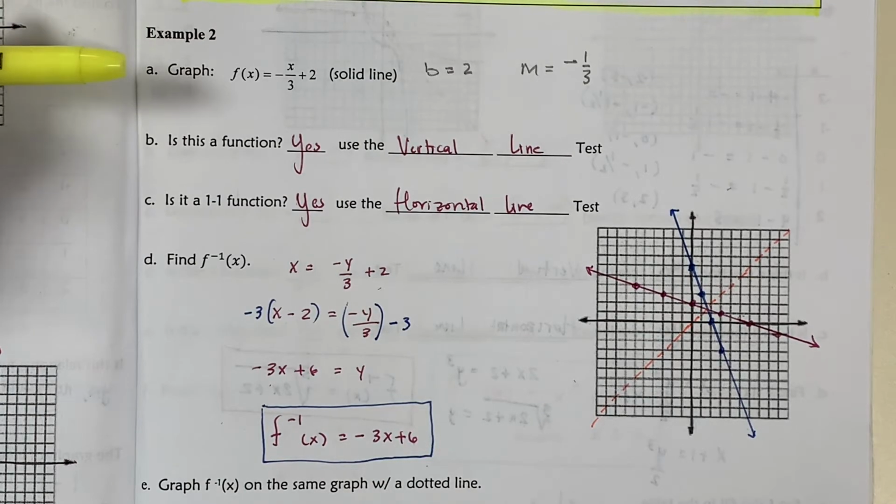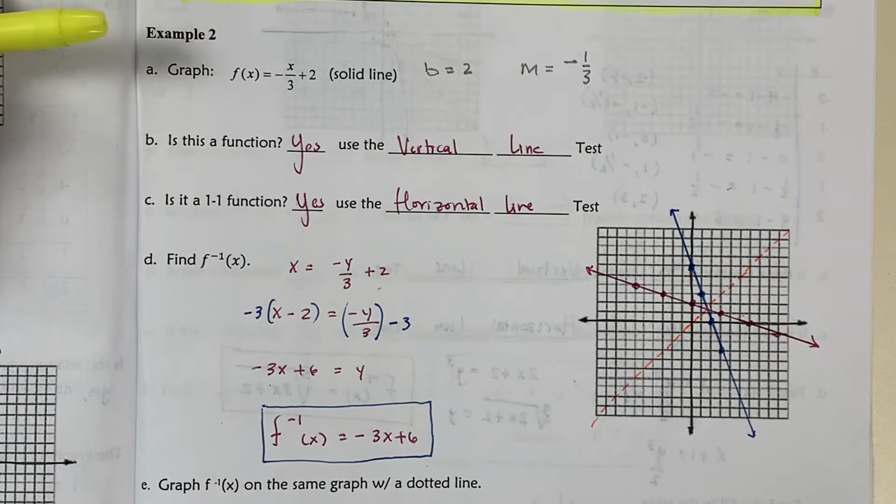Okay, and then to get y by itself, I multiply both sides by negative 3. I will have y remaining on the right side. On the left side, I multiply the entire quantity by negative 3, so I have to distribute negative 3 to the x and negative 3 to the negative 2. To finish, I replace y with proper notation, f inverse of x. So f inverse of x is negative 3x plus 6.